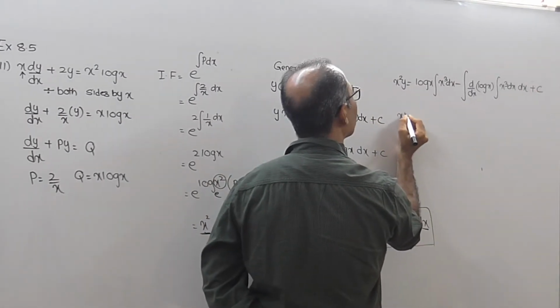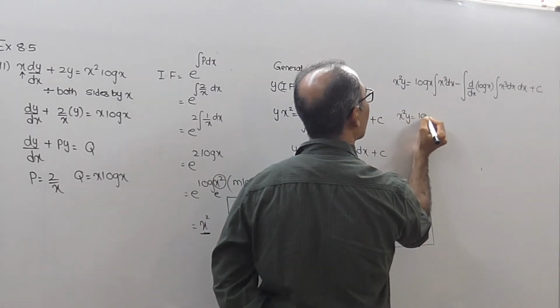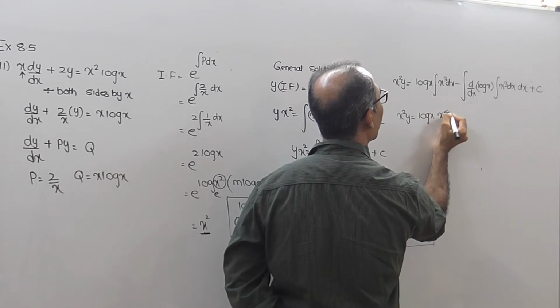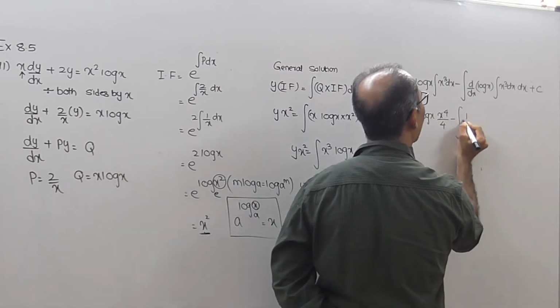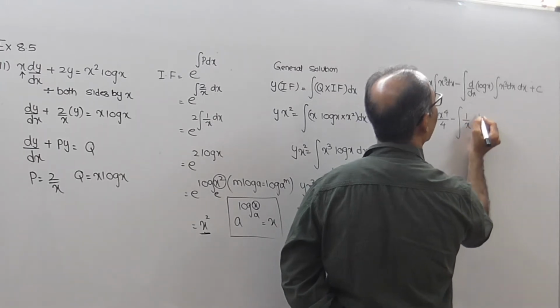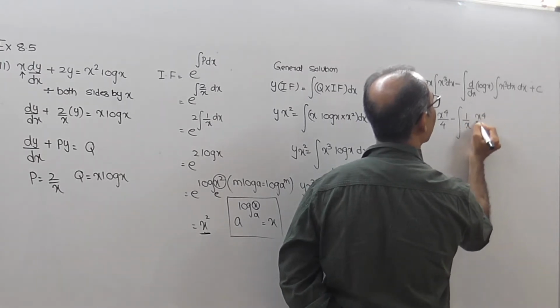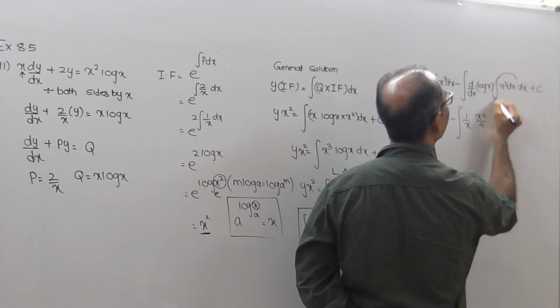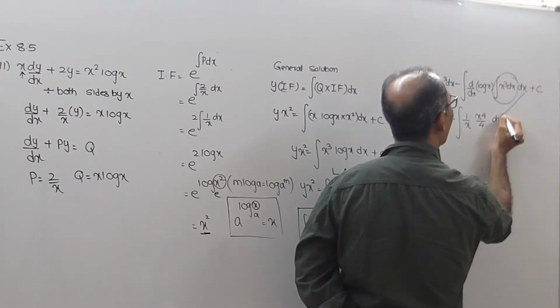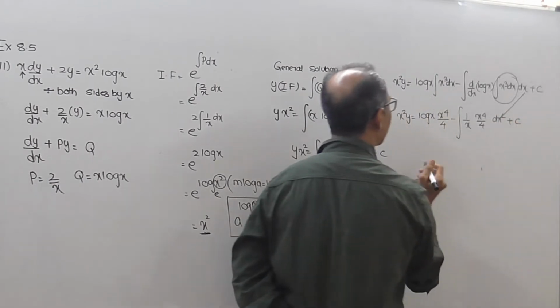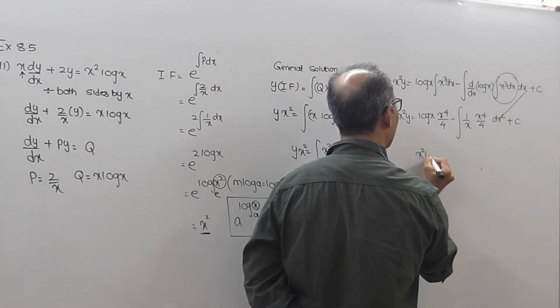So this becomes x square y equal to log x times the integration of x cube, which is x raised to 4 upon 4. The derivative of log x is 1 upon x, the integration of x cube is x raised to 4 upon 4, and its integration remains x raised to 4 upon 4. This dx you copy as it is, and with that you write plus c.